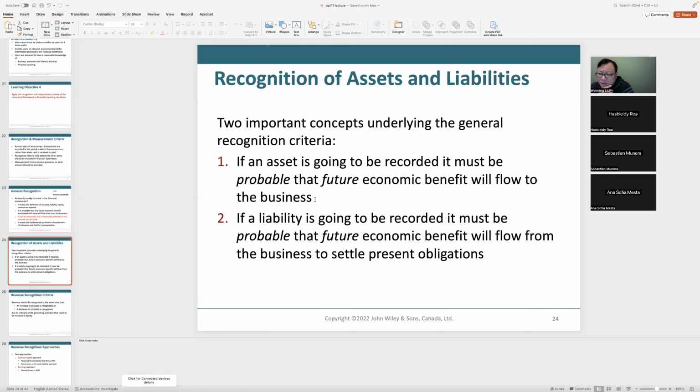On day one, it's so uncertain that you will have a vaccine. That means the future benefit will be uncertain, right? If you don't have a vaccine, you can't earn money. So on day one, is it probable the future economic benefit will flow to the business? No, right? So in the beginning, those research costs are not assets. They are expenses.